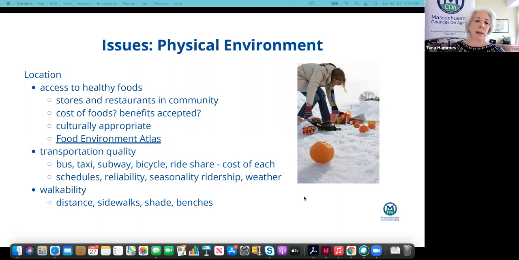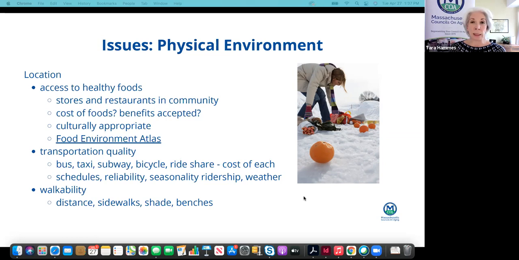And I want to mention a little bit here too about walkability. A lot of times we can walk to some of these stores, but it might be more difficult for folks who are older. The sidewalks, as I mentioned, might be broken.